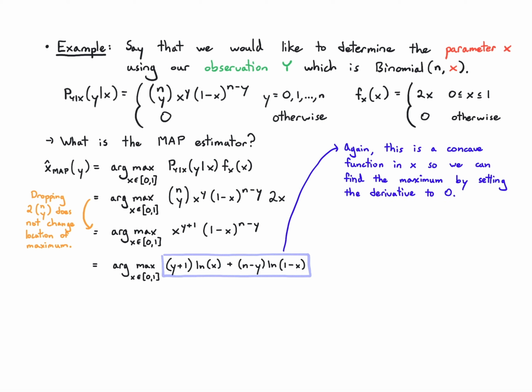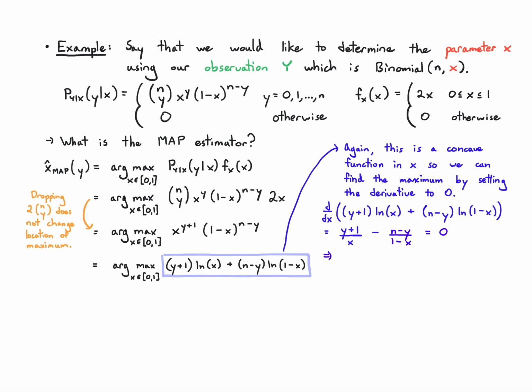Okay, so we're just going to do that. Set the derivative equal to 0. In fact, we already basically did this. The only change is that we changed y to y plus 1, but let's just go through the whole derivative just to be sure. So I'm just taking the derivative of this function here with respect to x. I get y plus 1 over x minus n minus y over 1 minus x is equal to 0.